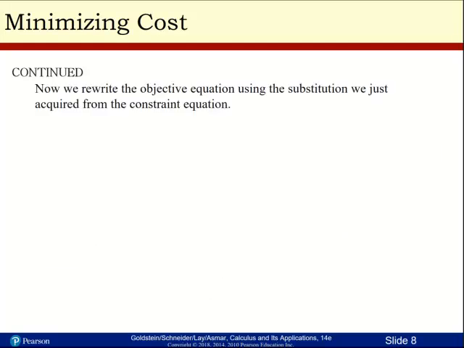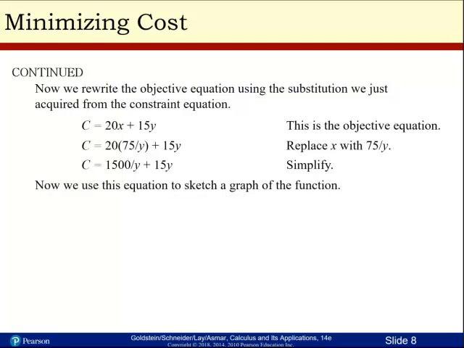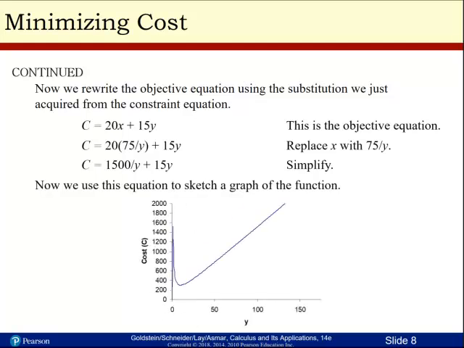We're going to rewrite the objective equation using the substitution that we just acquired from the constraint equation. We have our cost equation, which is 20x plus 15y. Replacing x with 75 over y and simplifying, we get that cost is 1500 over y plus 15y. We're going to sketch the graph of this function, and we get something that looks like this.